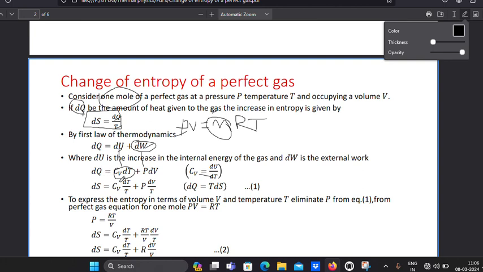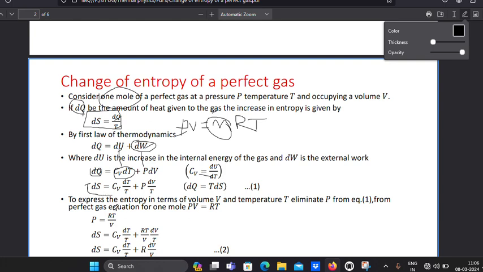Next, I'm going to replace this dq. How? We can write dq = T dS. Here actually we have to write T dS, but this T is brought to this side, so that is why it becomes division. Here also division. So one step is decreased, please understand.